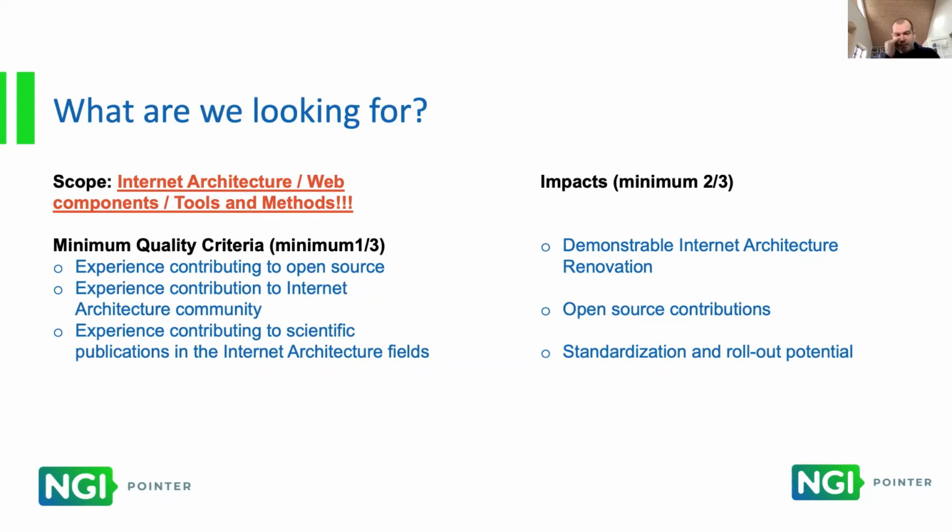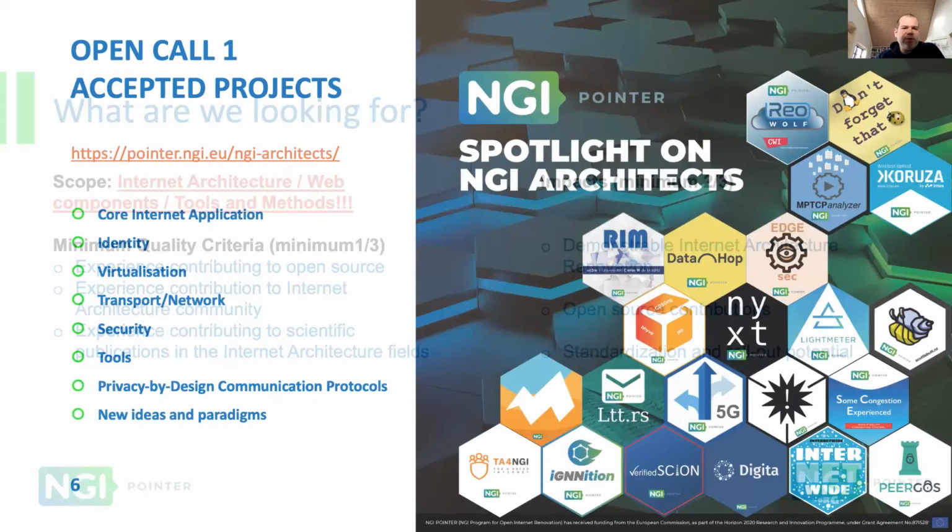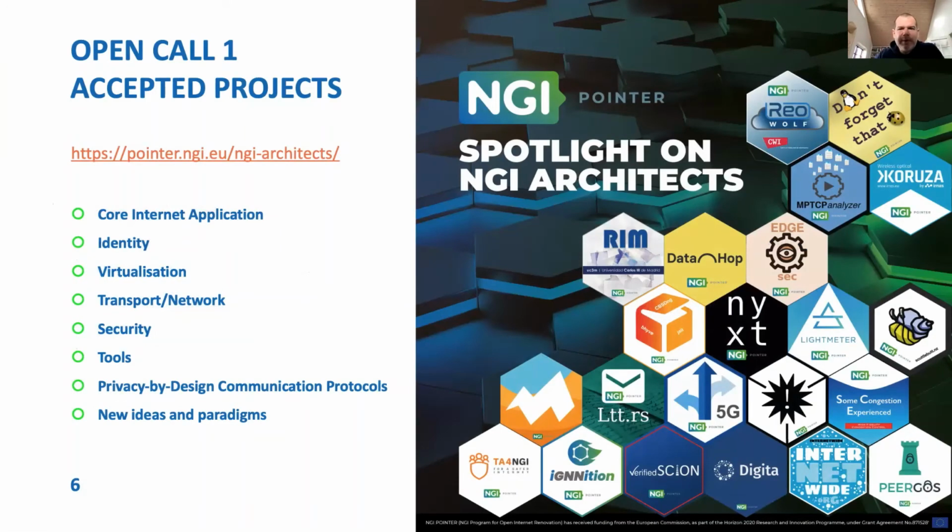So I think it's probably best to look at examples from the first open call, because we're really quite happy with what we got in the first open call. We had a total of 159 projects that were eligible when they came in. We excluded roughly half of those based on scope and minimum quality criteria. The quality was generally very high, but the half that we excluded didn't meet our criteria as we saw.